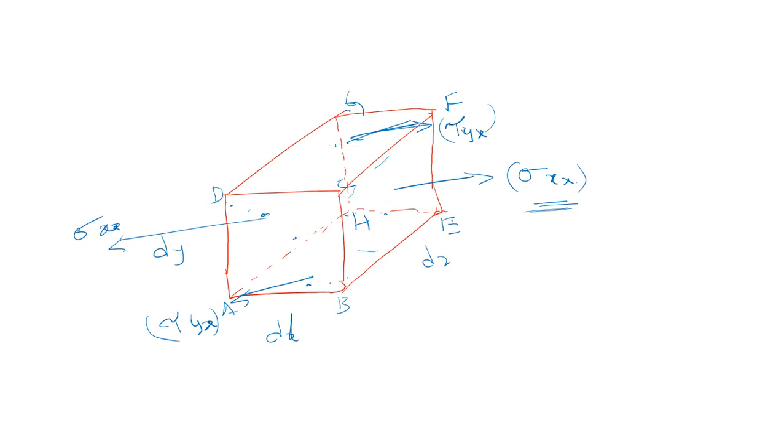Similarly, for another plane, this one, ABCD, which stress is acting? Tau zx. This one is tau zx, and this one is also tau zx, in this direction. Okay, in the 6 planes there are 6 stresses or 6 forces acting on its planes.